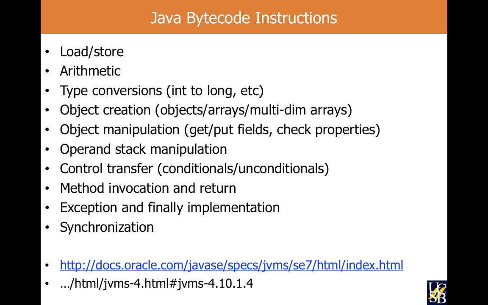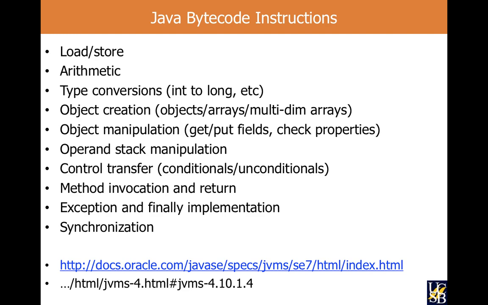The bytecode instructions have to facilitate Turing completeness. They are a set of instructions that are very simple, very compact. They are variable in length. They do everything you need to do. You have to be able to load and store data from memory. You need to perform arithmetic and logical operations. You need to be able to convert types, do casts. You have to be able to create objects and manipulate objects, read and write their fields, check properties.